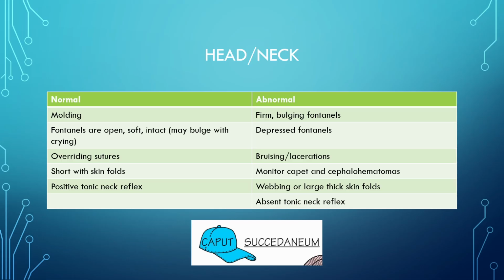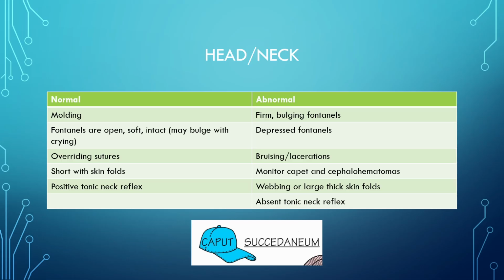Abnormal findings of the head, again, the firm bulging fontanelles, depressed fontanelles, so they're not flat, they're sunken. This could be a sign of dehydration. You also want to monitor for any bruising or lacerations. Bruising can occur due to a fast delivery, maybe the use of a vacuum or forceps. Lacerations could occur when they break mom's water. Sometimes they end up cutting it a little bit. So monitor for that. And then you also want to look for caput and cephalohematomas.